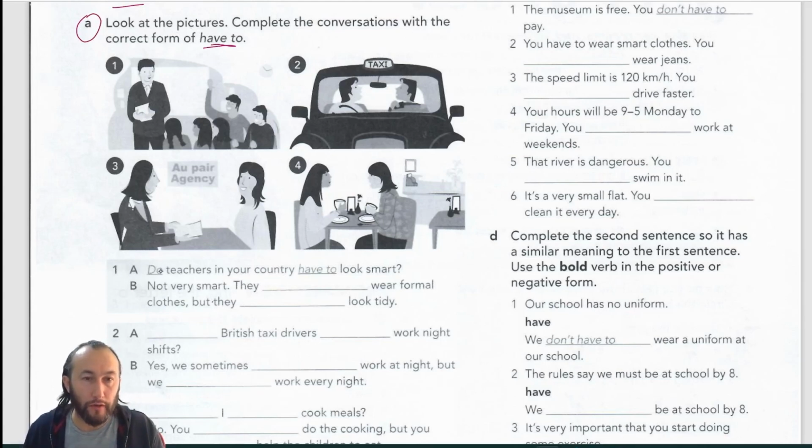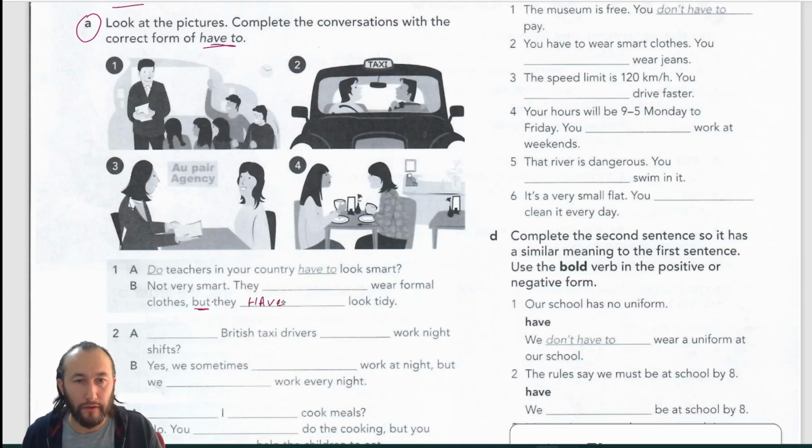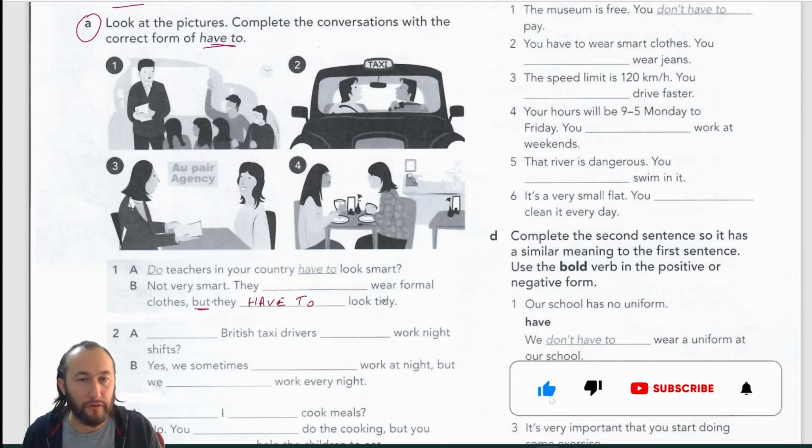So, number 1, A is asking, do teachers in your country have to look smart according to the rules, school rules maybe? And B is saying, not very smart, they wear formal clothes, but they look tidy. Okay, so there's a but, so there's a contradiction. They look tidy, that's a very common thing. I think it's very straightforward to understand. So they have to look tidy. So I'm going to write have to. They have to. They have to look tidy.